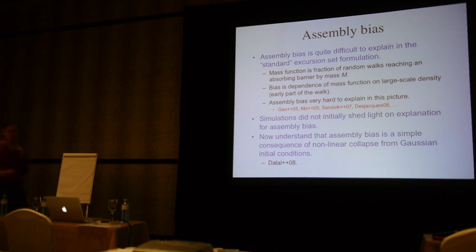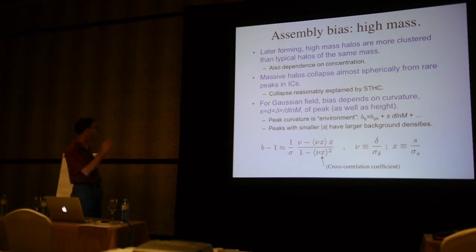They robustly saw this effect, but they didn't point much guidance towards what this might be due to. But I think we now understand that a lot of this assembly bias is really just due to things that we should have known had we read BBKS a little bit more carefully. It's just a simple consequence of nonlinear collapse from Gaussian initial conditions, and the argument is given in this paper, and I'll just run you through a shortened version of that.